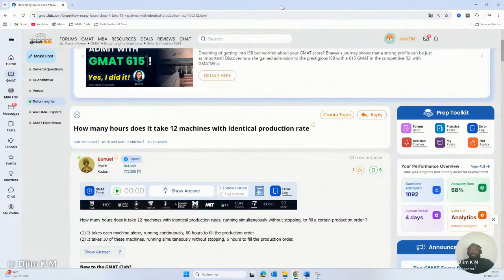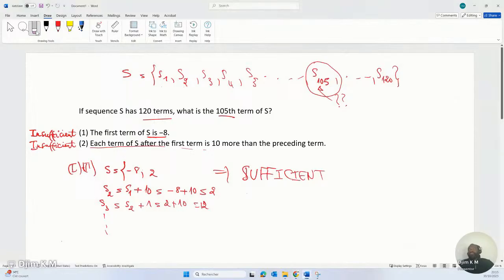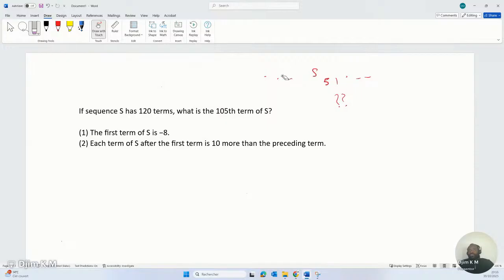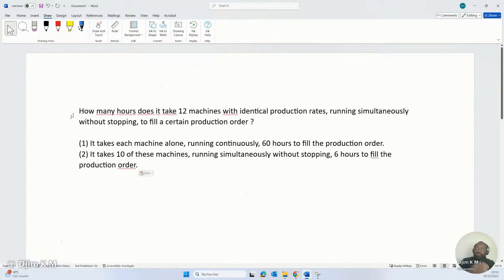Let's take the other question. How many hours does it take 12 machines with identical production rates running simultaneously without stopping to fill a certain production order?